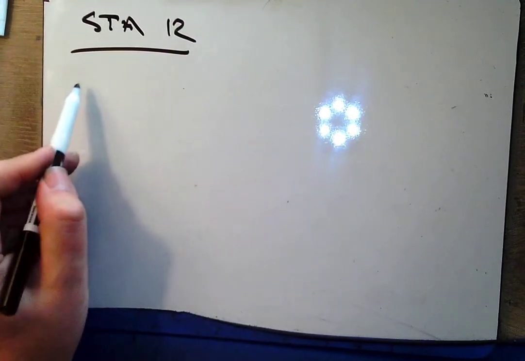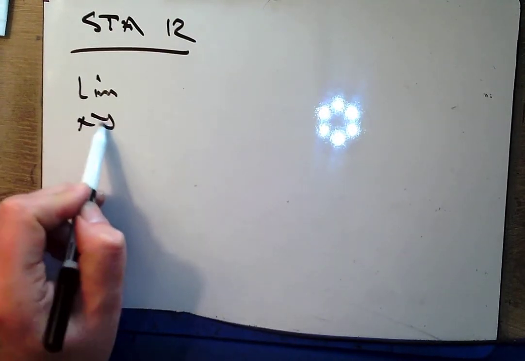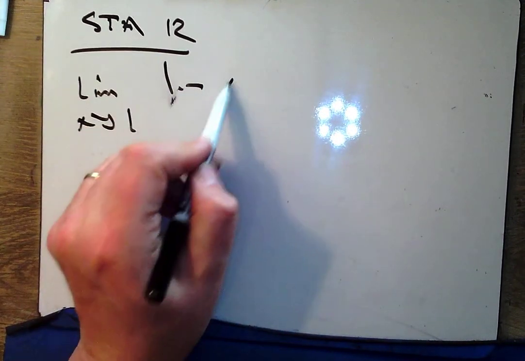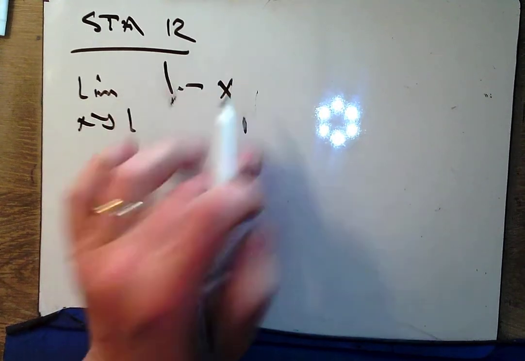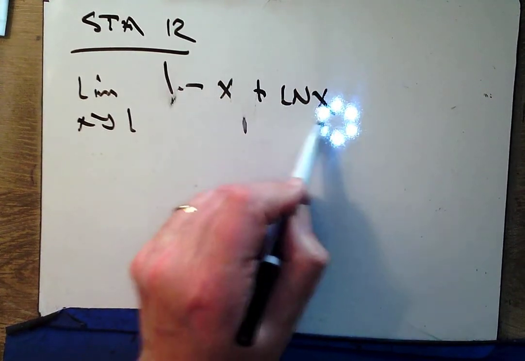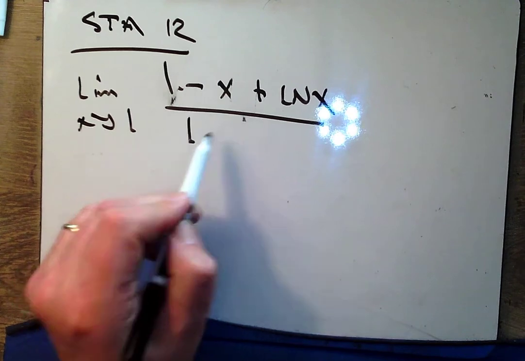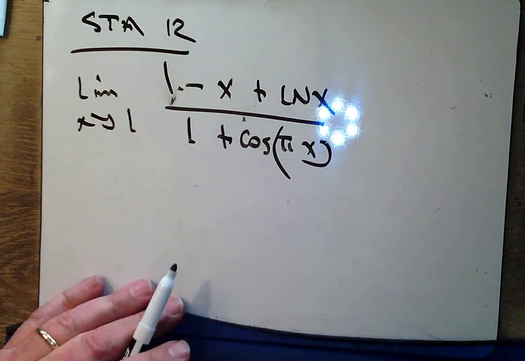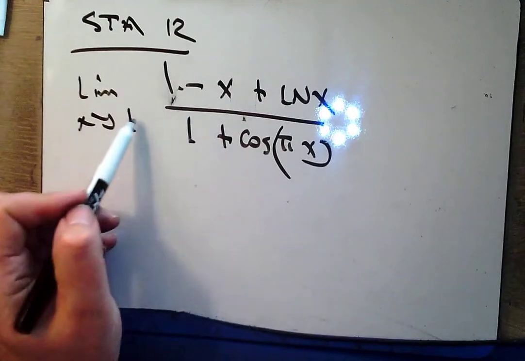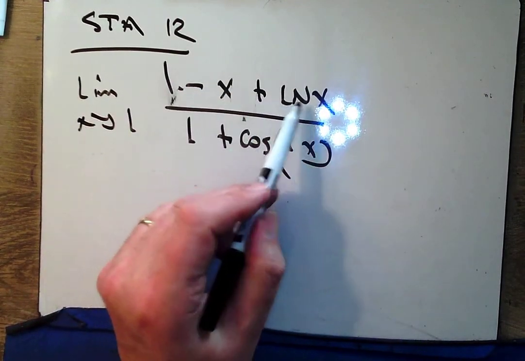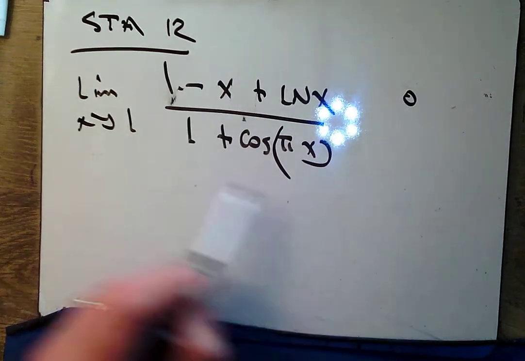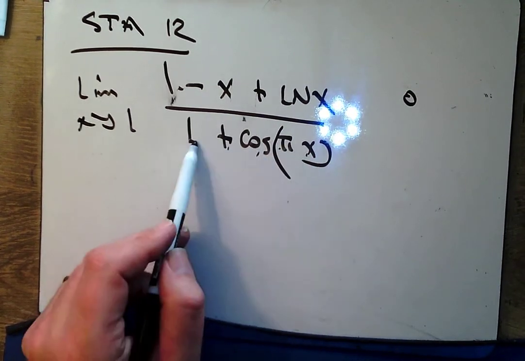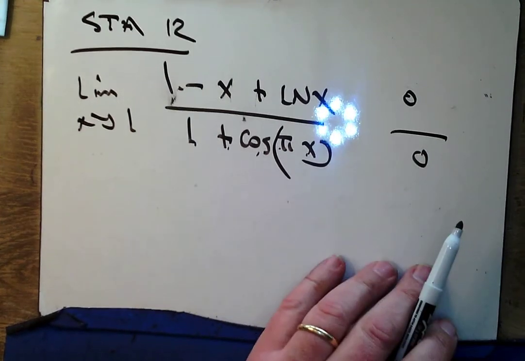Looks like more limits to evaluate. The limit as x approaches 1 of (1 minus x plus ln of x) over (1 plus cosine pi x). Oh my goodness. Okay, if I plug in a 1, 1 minus 1 plus 0 is a 0 on top. I plug in a 1 here, cosine of pi is negative 1, plus 1 is 0.